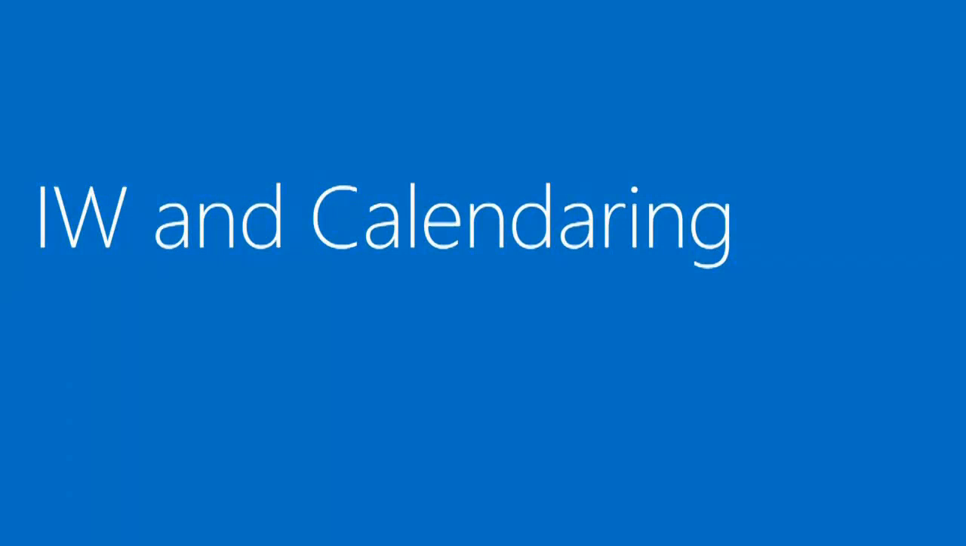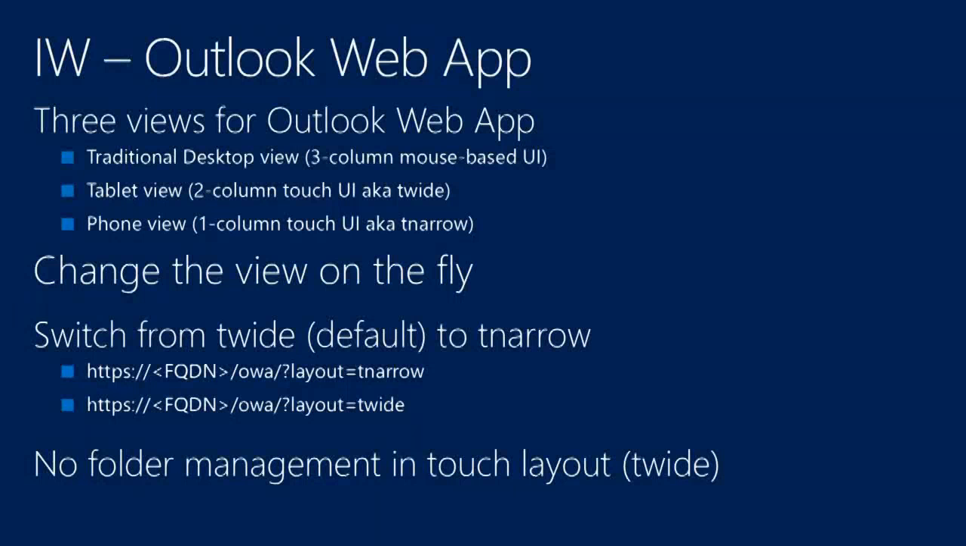All right, let's talk about IW and calendaring. I mentioned that Outlook Web App was rewritten. One of the reasons it was rewritten is so that we could take advantage of different form factors. And there are actually 3 different types of views that we have now inside of Outlook Web App. So one view is that traditional desktop view, the 3-column UI where you get the folder tree, the message tree, and then the details pane, or whatever message you've selected will show up in that reading pane, if you will.